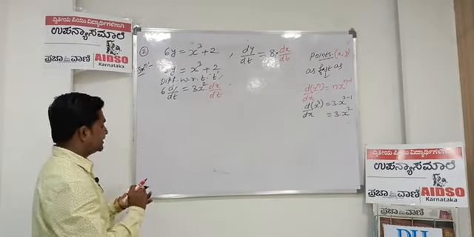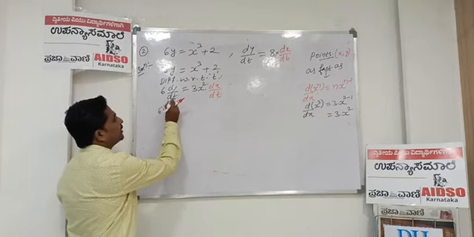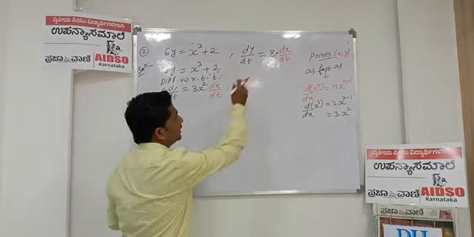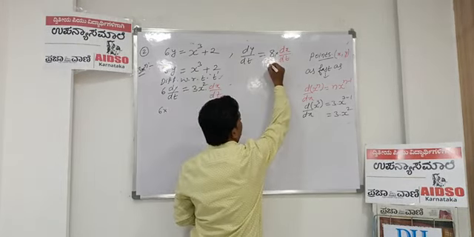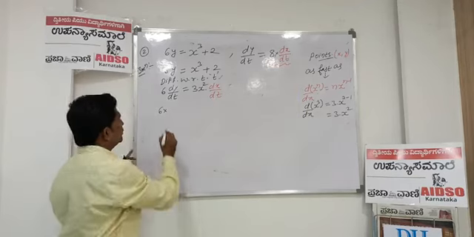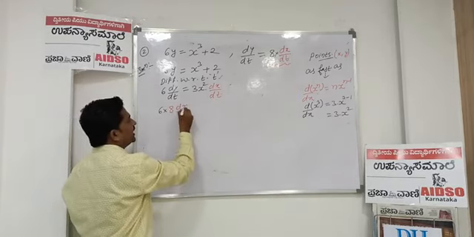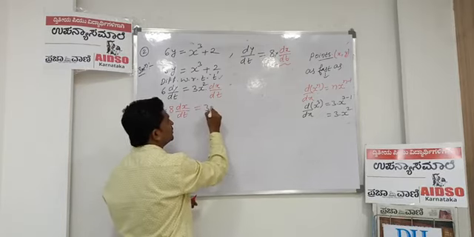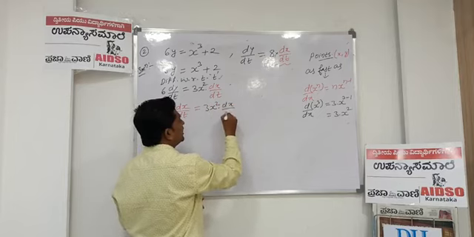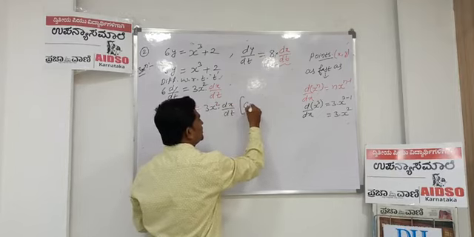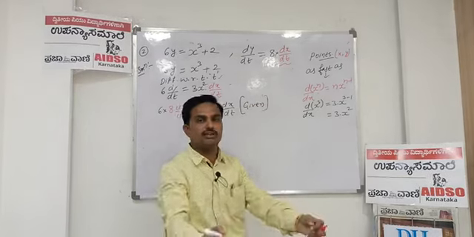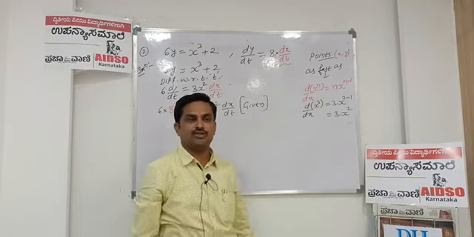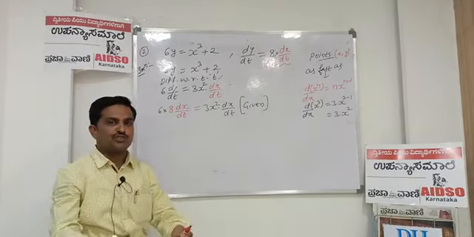Now further, it is 6 into dy by dt. What is the value of dy by dt? It is already given in the data. What is the data given? Dy by dt is 8 into dx by dt, so it will be 6 into 8 dx by dt equals the RHS, which remains the same, 3x square into dx by dt. From where have we substituted this? We need to write the reason from the given. The given data is dy by dt equals 8 into dx by dt, so from the given data we have substituted here.